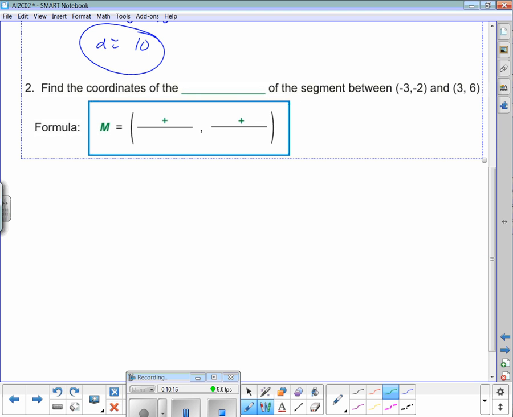So, distance formula. If you know the formula, so much easier. All right, find the coordinates of the midpoint. Find the coordinates of the midpoint of the segment between (-3, -2) and (3, 6). That's the exact same segment.